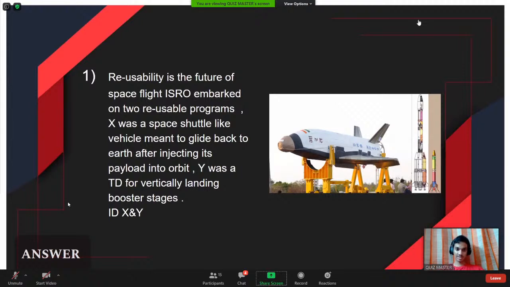So X is RLV, and Y is? Okay, so Y is a kind of obscure program. It's called the Admire program. It is a VTVL program, vertical takeoff, vertical landing, and they're hopefully looking to develop the technology to start landing rockets or booster stages like SpaceX.